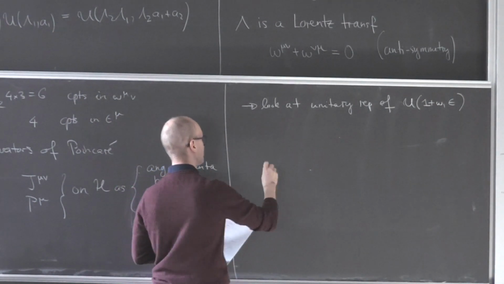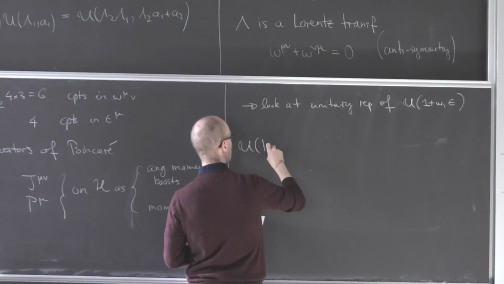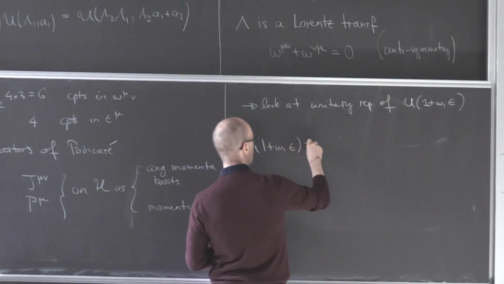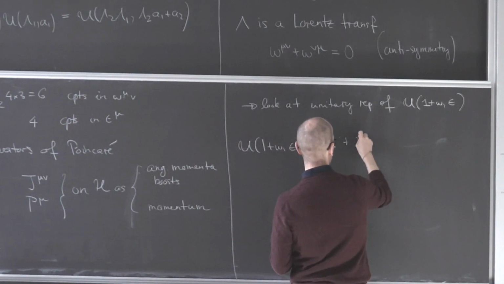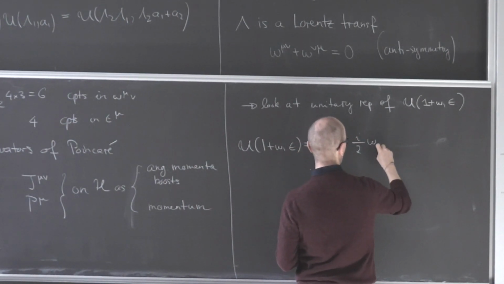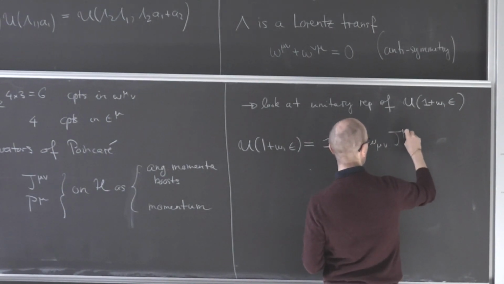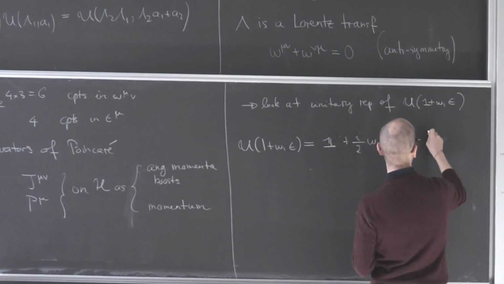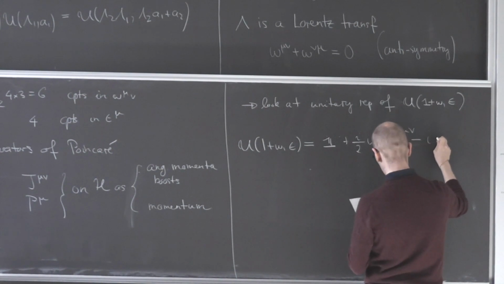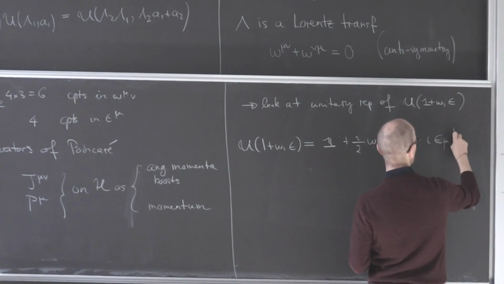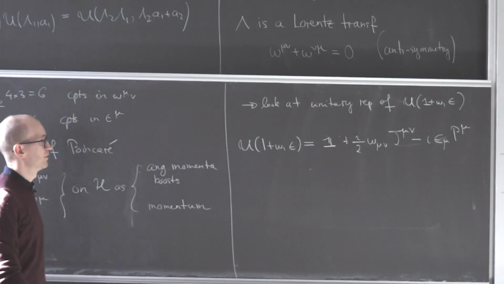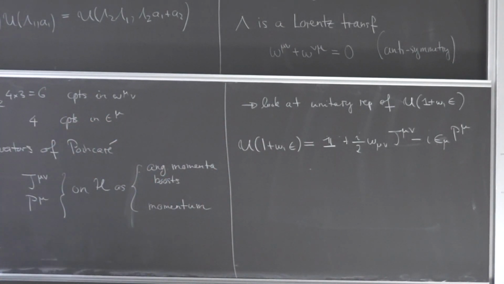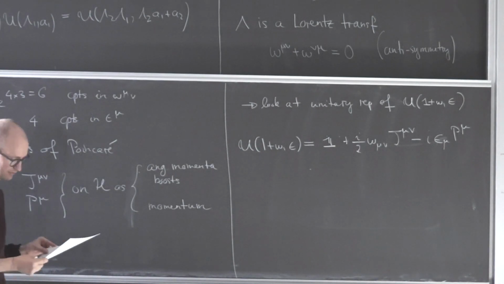And so we will write this U of 1 plus omega epsilon as 1 plus, and then here, this is formally the definition of the J's, and minus i epsilon P. Plus, of course, higher order terms, but at the linear terms in the generators, this is what we have.